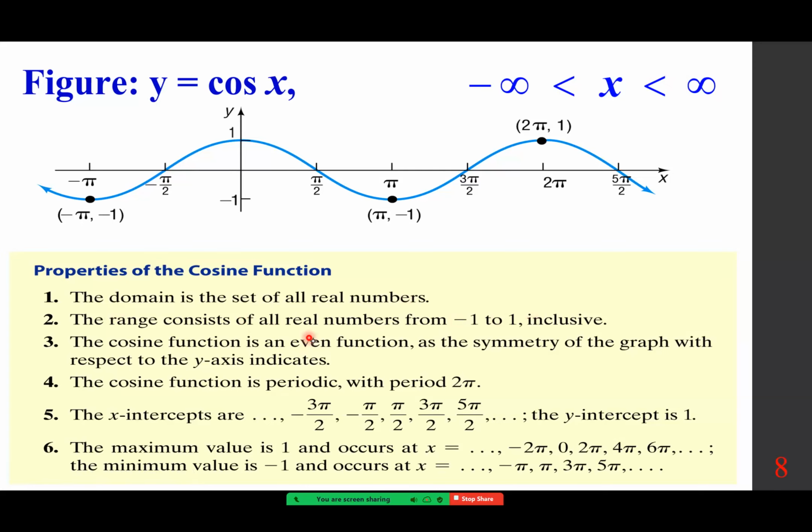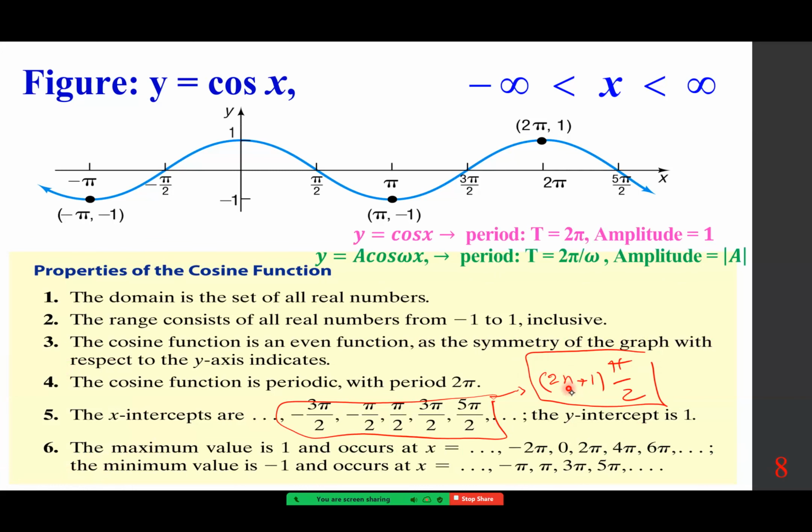But it's an even function. You remember we said cosine of minus x is cosine of x. The period is 2 pi, just like sine. And then the x-intercept happens at pi over 2, 3 pi over 2, and so forth. So in this case, at 2n plus 1 times pi over 2, that means odd multiples. Please understand the meaning of 2n plus 1, an odd number.